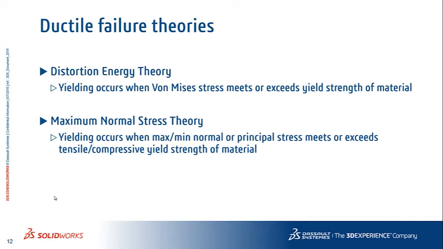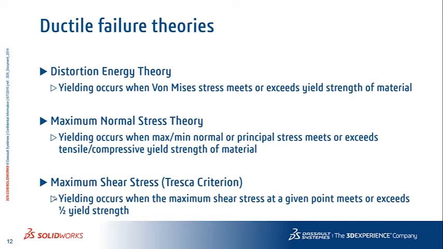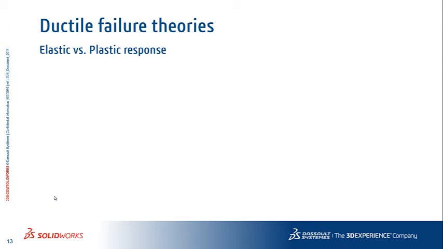Now you've got the maximum normal stress theory. Yielding occurs when the maximum or minimum normal stress exceeds the tensile or compressive ultimate strengths, depending on whether you're looking at positive or negative principal stresses. And then you've got the maximum shear stress theory that uses Mohr's circle to determine what the maximum shear stress is, and says that yielding occurs when the maximum shear stress is greater than half of the yield strength.